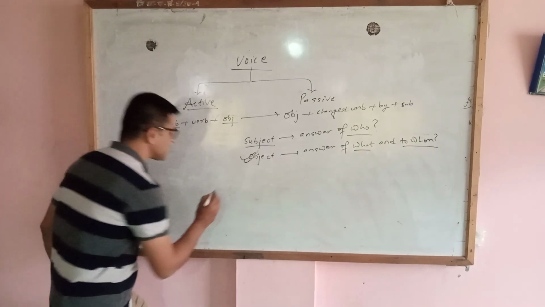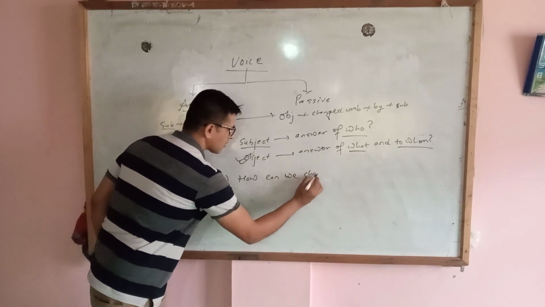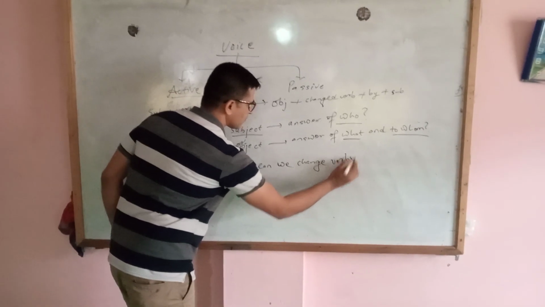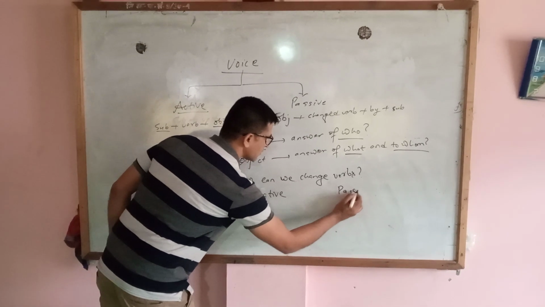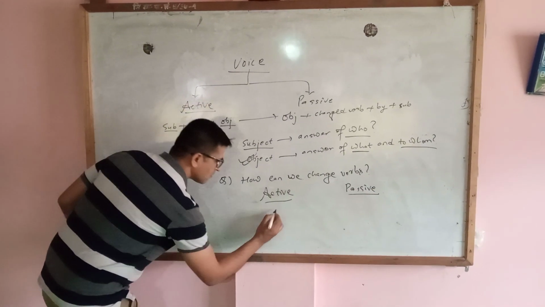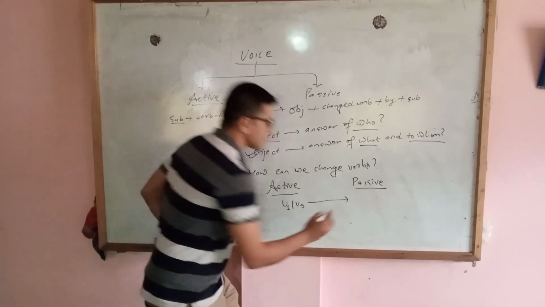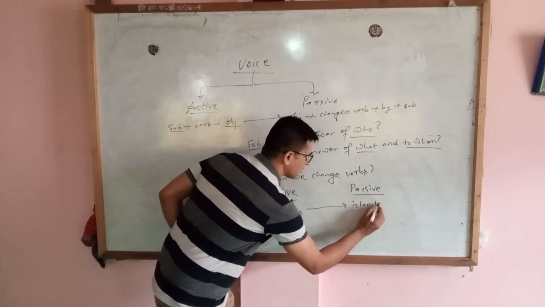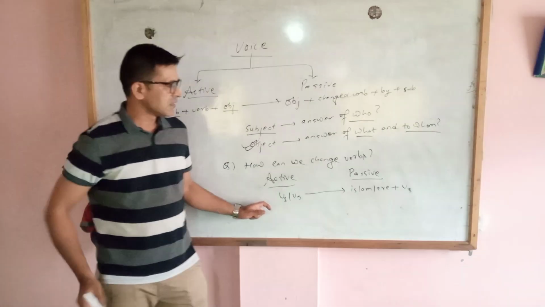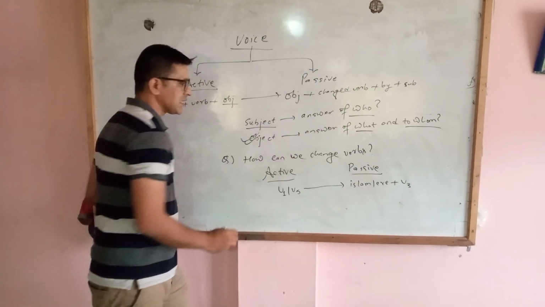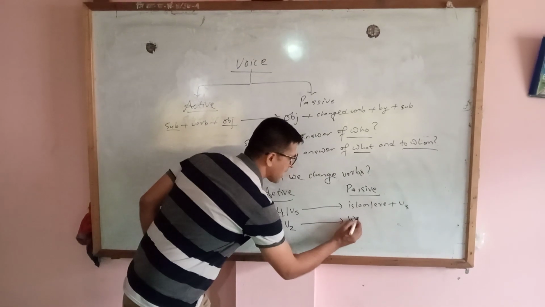Alright, now the question is, how can we change the verbs? Very simple technique, active voice and passive voice. Look at that. V1, V5, that is simple present tense. V1, V5 is changed into is, am, are plus V3. Whenever you see the case of V1, V5, we need to change it into is, am, are plus V3. V3 means past participle. V2 means simple past. Simple past is changed into was, were plus V3.